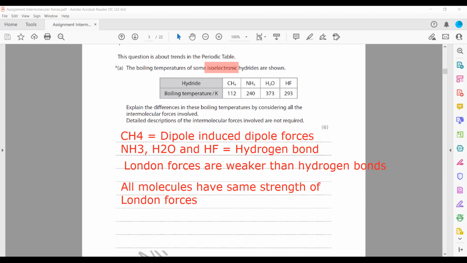Then when we compare, fluorine has a greater electronegativity than nitrogen and oxygen. So the hydrogen fluoride bond will be the most electronegative, the HF bond.